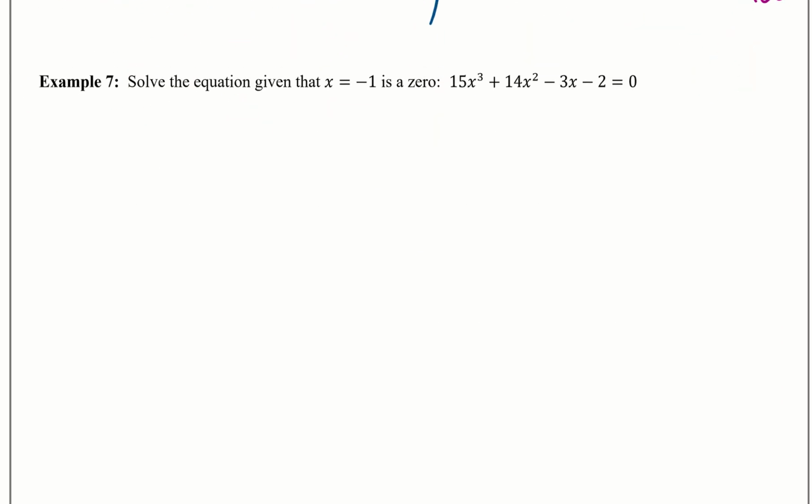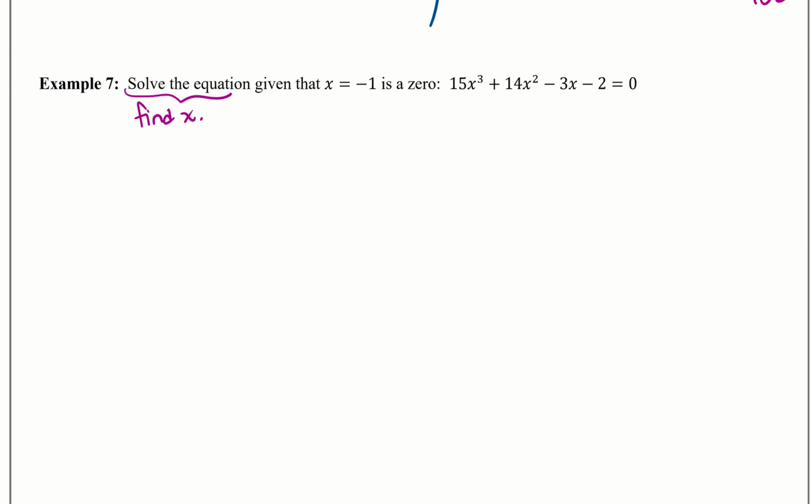All right, looking at number 7, we want to solve this equation. What we know is that -1 is one of our zeros. Now, what does it mean to solve an equation? To solve an equation means to find x. That's what that means. And in this problem, since we have a degree 3 polynomial, we should have 3 different answers for x. Now, some of them might be real, some of them might be imaginary, but we need to find all 3 of them.